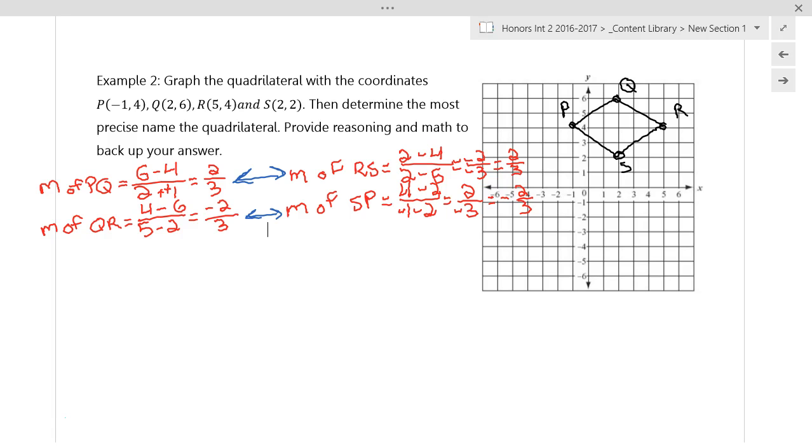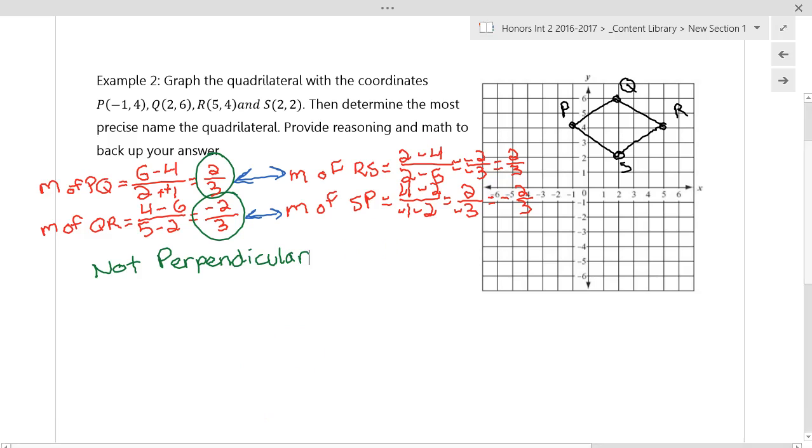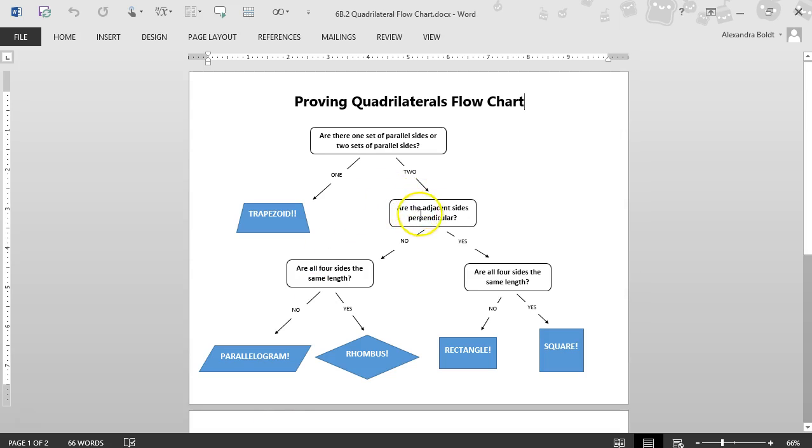So I'm comparing 2/3 and negative 2/3. Right? Well, it's opposite, but it's not reciprocal. So these are not perpendicular. So opposite, but not reciprocal. So they're not perpendicular. Okay, so going back to that chart. Are they perpendicular? No. So now I'm going to ask myself this question. Are all 4 sides the same length?